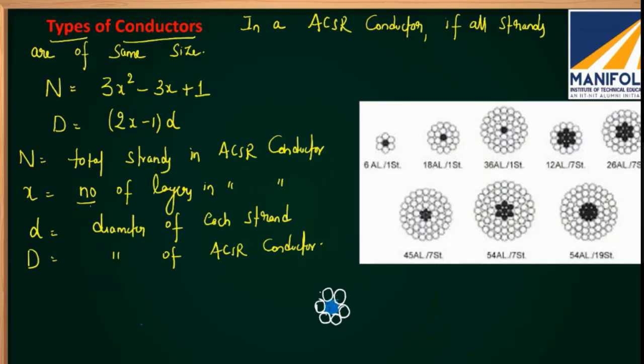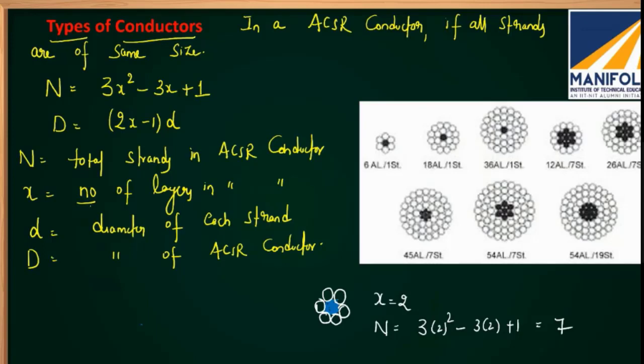The second layer contains 6 aluminum strands. Here, how many layers are there? 2. How many strands are there? If you substitute in that formula, 3 into 2 square minus 3 into 2, sorry, plus 1, this will give you 7. So the total number of strands in this conductor is how many?